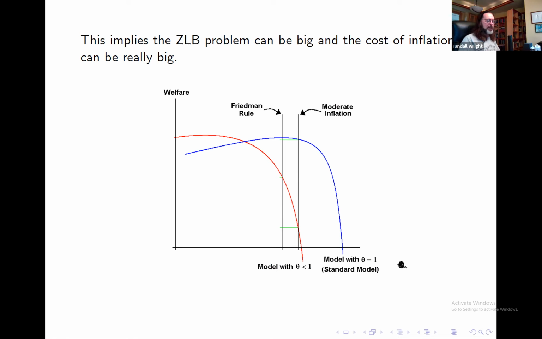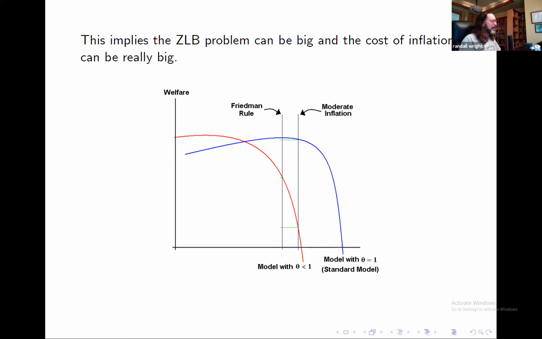The blue curve would be, say, Nash bargaining with theta equal 1. And it's going to resemble a money in the utility function model or cash in advance. At i equals 0, the Friedman rule, you get the first best. So welfare is maximized there. And what do we know about a maximum? Well, by the envelope theorem, a small deviation has only a second order payoff impact, right? If you're at the maximum and you move a little bit away, you don't lose much. So this means that moderate inflation has basically no welfare implications.